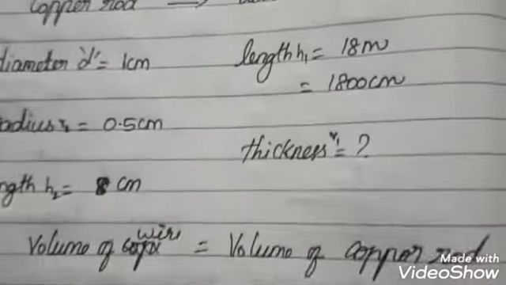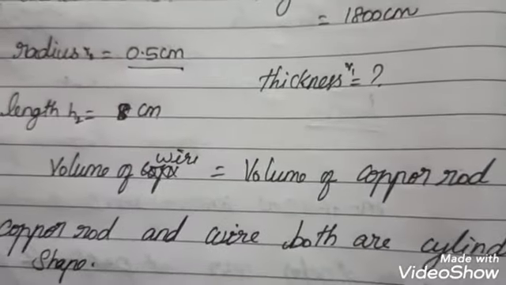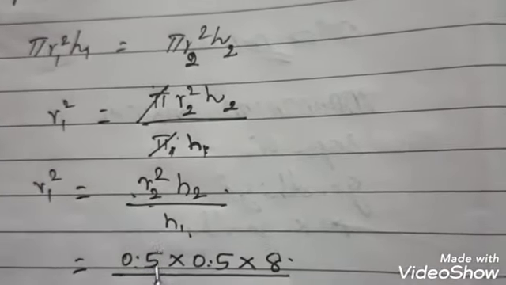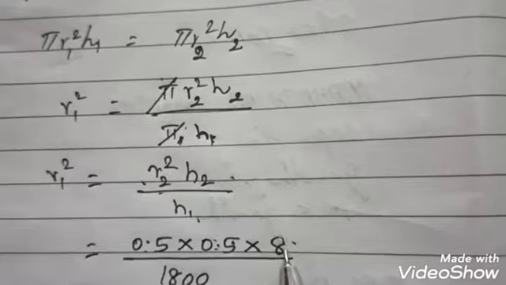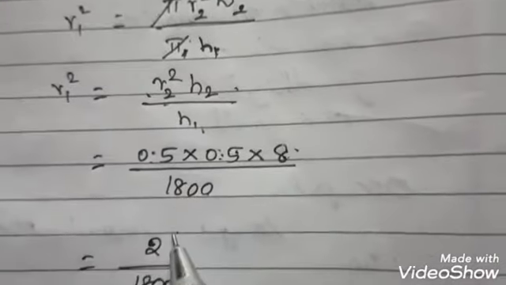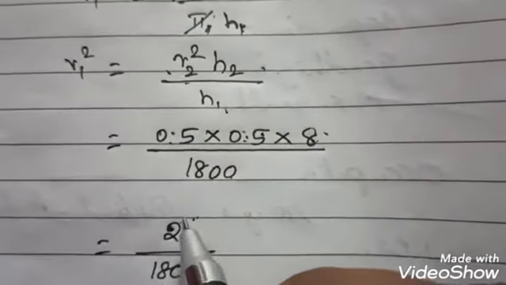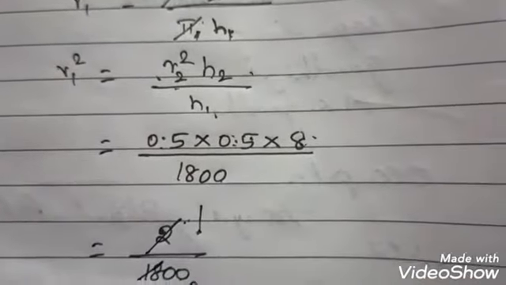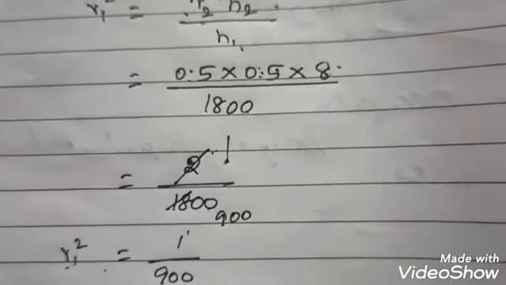So what is R2 square? R2 square is 0.5 centimeter square. Square means you need to multiply twice. So 0.5 into 0.5 into 8, divided by 1800. Multiplying, 0.5 times 0.5 you get 0.25, and multiplying with 8 you get 2. So 2 divided by 1800. Now just cancel: 1 2 is 2, 9 2s are 18, remaining 900. So R1 square is 1 by 900.